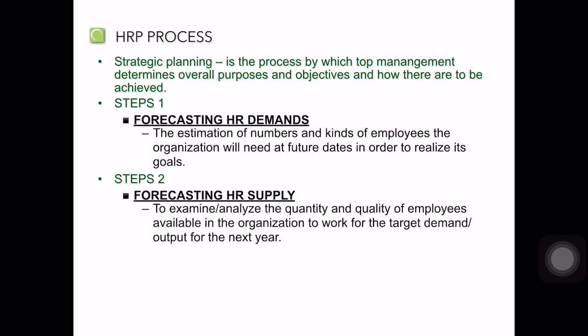Step yang kedua, bila you dah focus dia punya demand, requirement focus, kita akan go to availability focus, ataupun kita kata you forecasting the human resource supply. You examine ataupun you analyse lah the quantity and also the quality of employees that available within that organisation to work for the next year. So sekarang ni untuk HR supply punya level ni, you akan tengok dulu dalam organisasi tu the existing employee, maksudnya pekerja-pekerja yang sedia ada dalam company tu, sama ada mereka ni cukup ataupun kurang untuk organisasi tu produce more for the next 5 years ke 10 years ke.